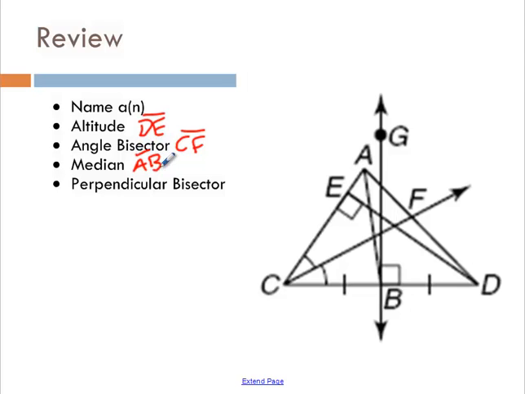And a perpendicular bisector is the only one that doesn't have to go through a vertex. It can, but it doesn't have to. It has to make a right angle and split a segment into two parts, and that's GB.